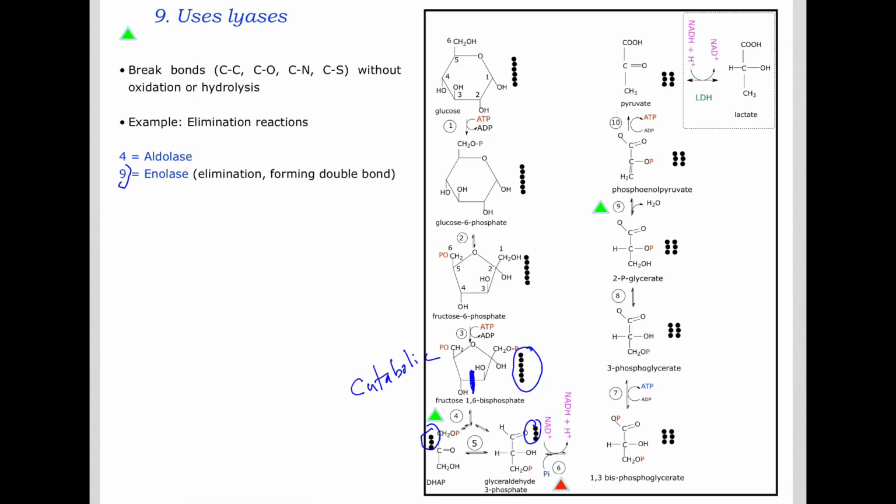Reaction number 9 is catalyzed by the enzyme enolase. Here we're breaking a carbon-oxygen bond, and we are eliminating water and forming a double bond in the product. So this enzyme is called enolase, which is also part of the lyase family.